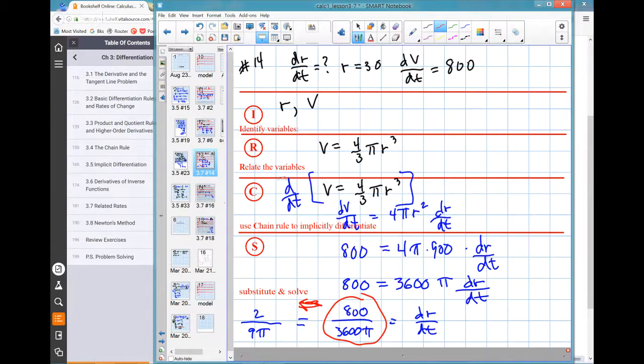4 goes into both of those. 4 goes into 800 2 times. 4 goes into 3600 9 times. So 2 over 9 pi would be dr dt. And you don't ever want to put a decimal in for pi. So please don't give me a decimal answer in a problem like this. This is the way you want to leave it. So does anybody have a question on number 14?